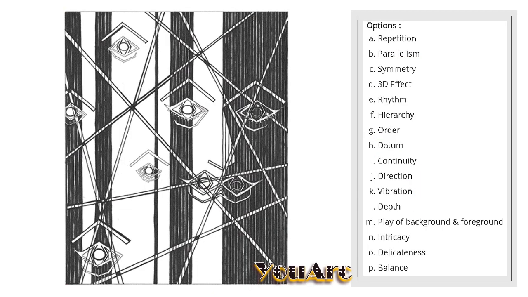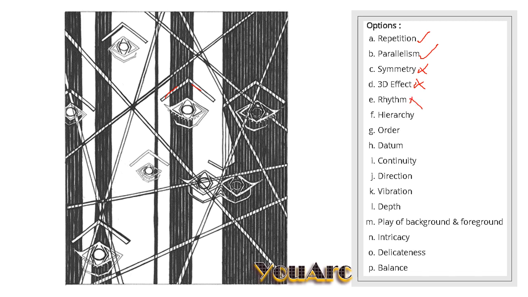So here, let's discuss. According to me, it is randomness. I would say this eye keeps repeating very randomly, right? So if randomness is there, I'll definitely give that particular option. So repetition, yes, we have to give repetition. Parallelism, yes, it is not symmetrical. It doesn't have a 3D effect. Not rhythm, it is repetition.